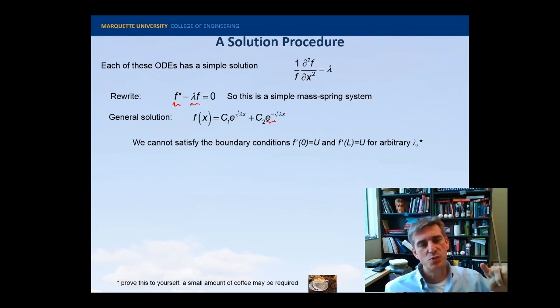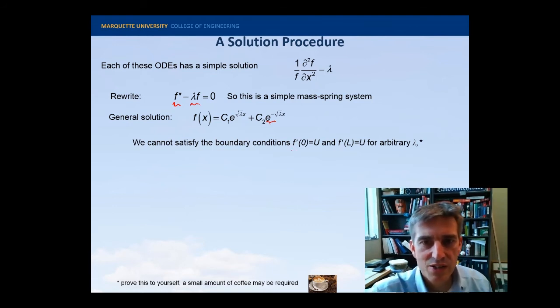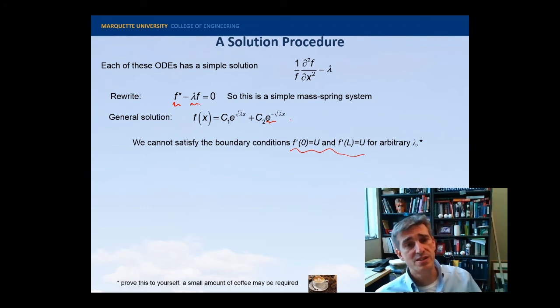However, for the boundary conditions we have, you can't satisfy this equation. That's pretty interesting. And so I think I'll leave it to you to try this out yourself. It's not very hard to see that if you plug these boundary conditions into this general equation, you will not be able to calculate what C1 and C2 are. I mean, that is the objective, right?